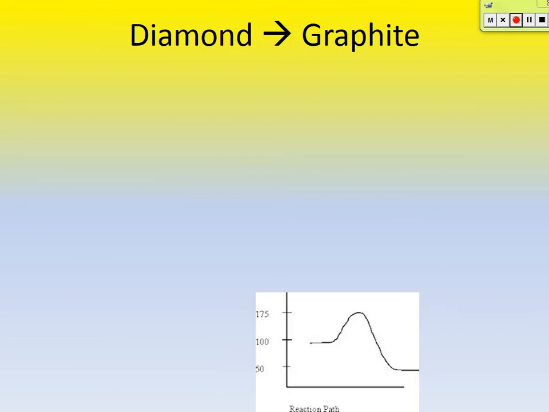Okay, let's talk about a process that we talked about last chapter in terms of energy. We talked about diamond going to graphite. Diamond and graphite are made of carbon. Now, what changes diamond into graphite? Well, it's how the carbon atoms are arranged. But they're both pure carbon.